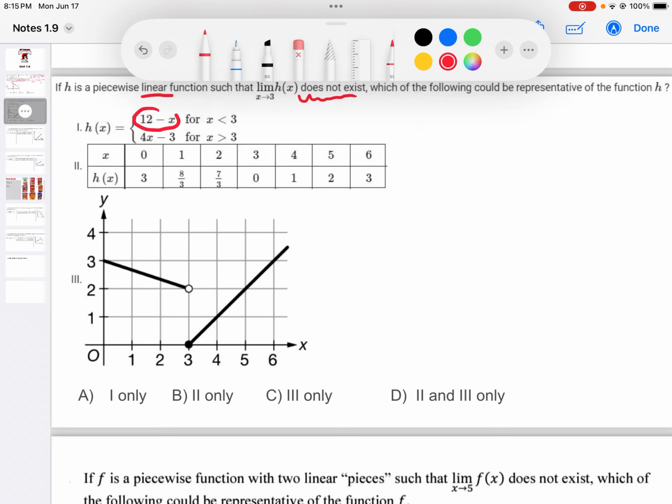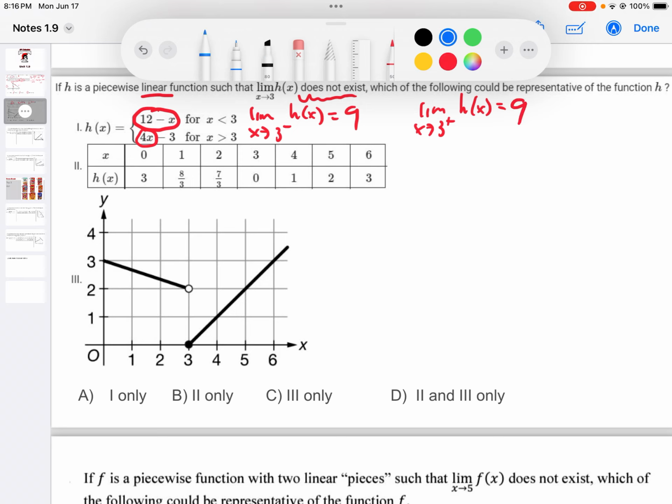So I'm going to plug in 3 here. If I plug in 3, direct substitution, 12 minus 3 is 9. So the limit as x approaches 3 from the left of h of x is equal to, I forgot what I said, 9. And then I could say the limit as x approaches 3 from the right of h of x. Now plug in 3 there. 3 times 4 is 12. 12 minus 3, that's 9.